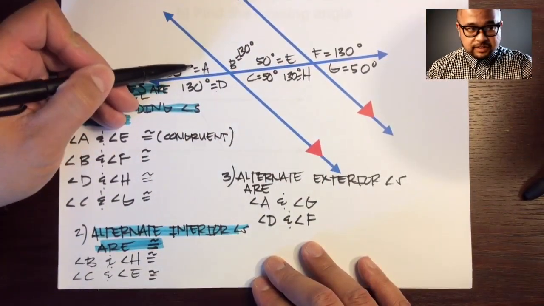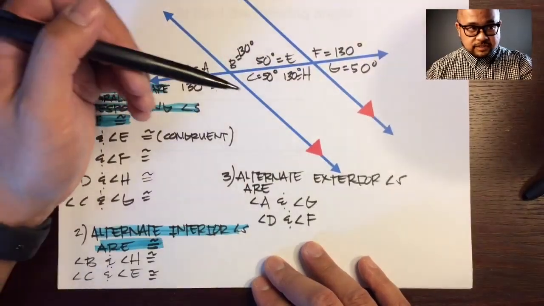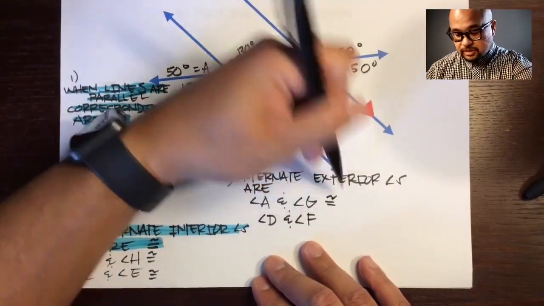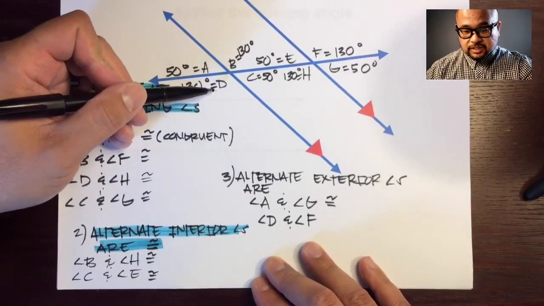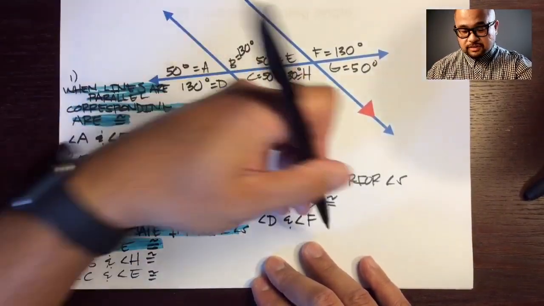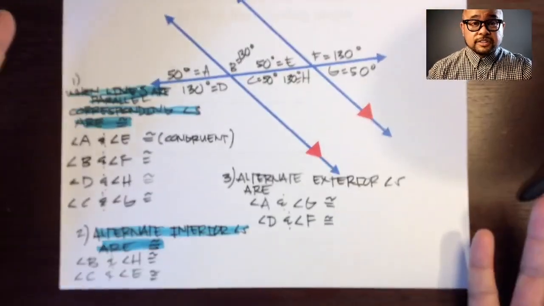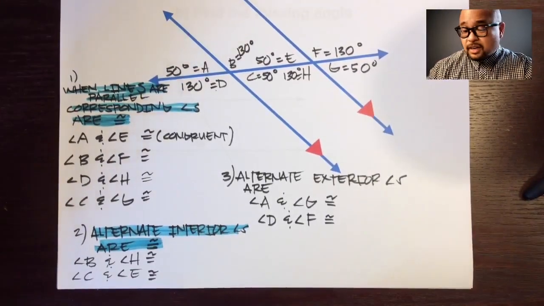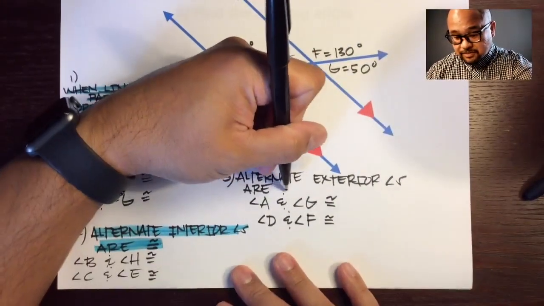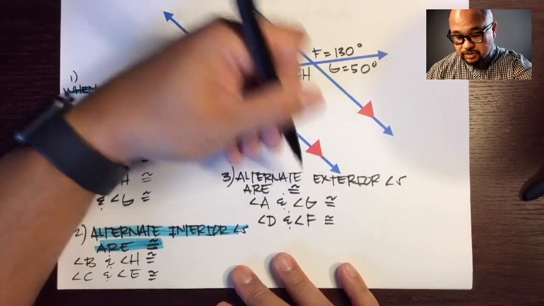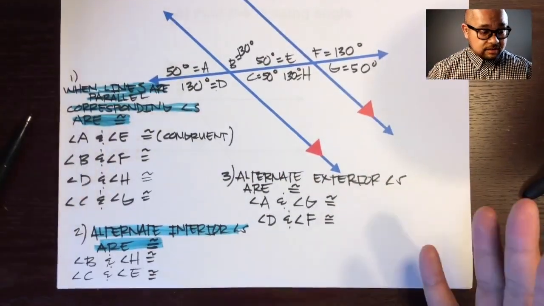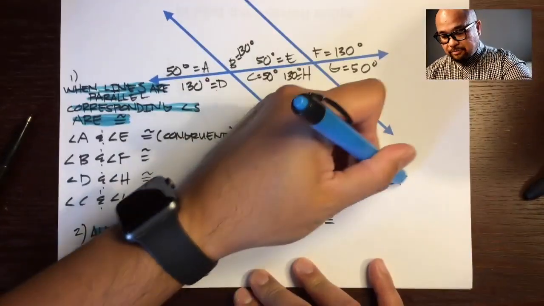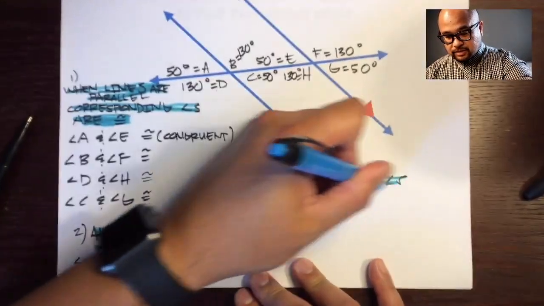Let's look at their measurements. Angle A is 50 degrees, so angle G is 50 degrees. So they're congruent. Angle D is 130 degrees and angle F is 130 degrees. So all alternate exterior angles are congruent. We can write fact number 3: alternate exterior angles are congruent.